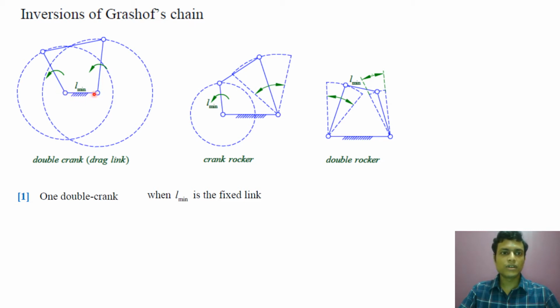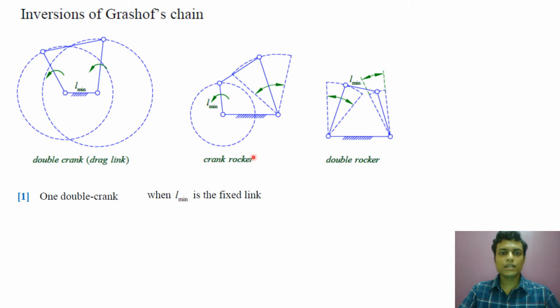So now this is the shortest link, L min, and these two links, crank and follower, can make a complete rotation with respect to the shortest link. This is information number 1. From information number 1 we will get what? That the shortest link can make a complete rotation with respect to all other links. So oppositely, all other links can make a complete rotation with respect to the shortest link. So when the shortest link is the fixed link, the two links which are connected to the shortest link, that is the crank and the follower, can make a complete rotation.